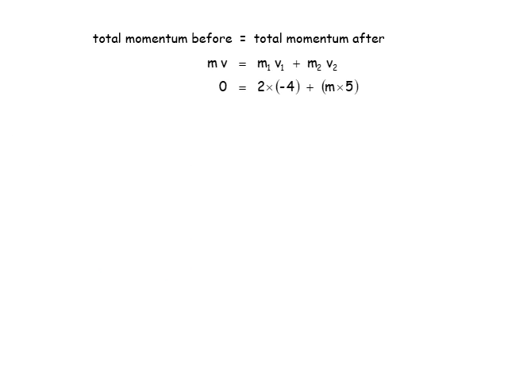Okay, so then we can substitute in. So our total momentum before is 0 because it's stationary. And then we've got 2 times minus 4 plus m times 5. So 5m is equal to 8, and therefore the mass is 1.6 kilograms.